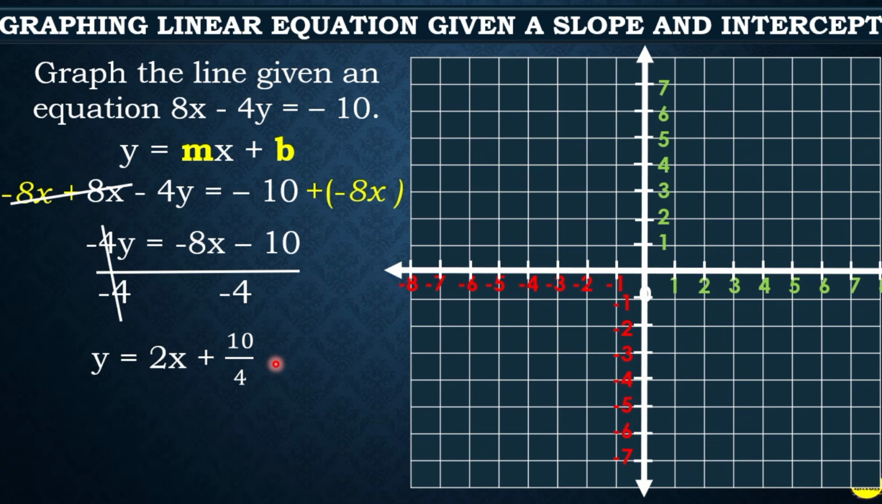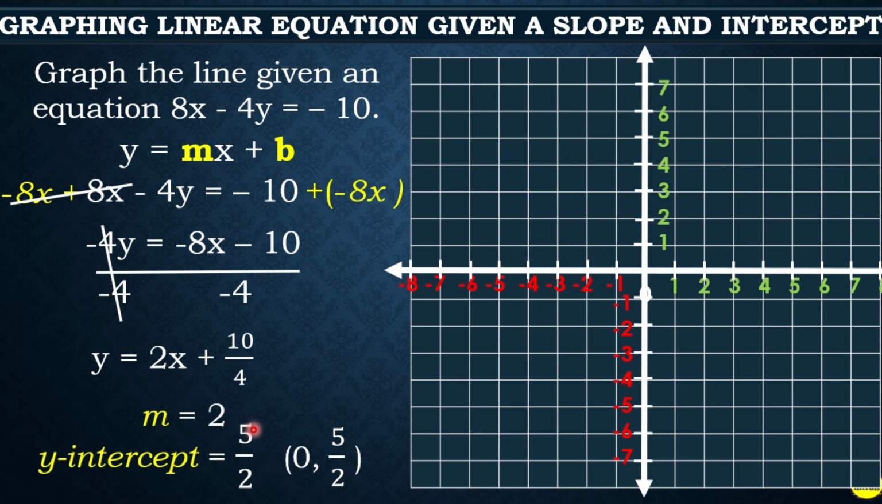Now, what is your slope? Your slope is 2, and your y-intercept is not 10 over 4, since we can still simplify it. We can divide by 2: 10 divided by 2 is 5, and 4 divided by 2 is 2. So our y-intercept is 5 over 2. We get the slope, which is 2, and the y-intercept is 5 over 2, because it can still be reduced to lowest terms.